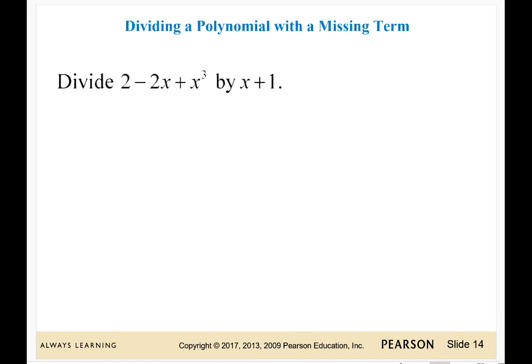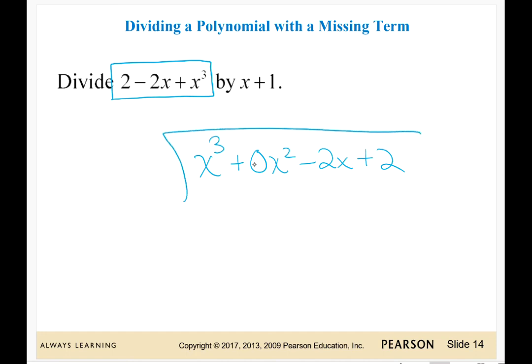All right, now let's talk about what happens when there's a term that's missing. So far, everything has been lovely. All the terms were all represented. But if you look at the dividend that's presented to you here, notice it is missing a term. We've got the x cubed, but we do not have an x squared. So what you need to do is put a placeholder. So you're going to put plus 0x squared, because there is no x squared in this problem, and then minus 2x, and then plus 2.